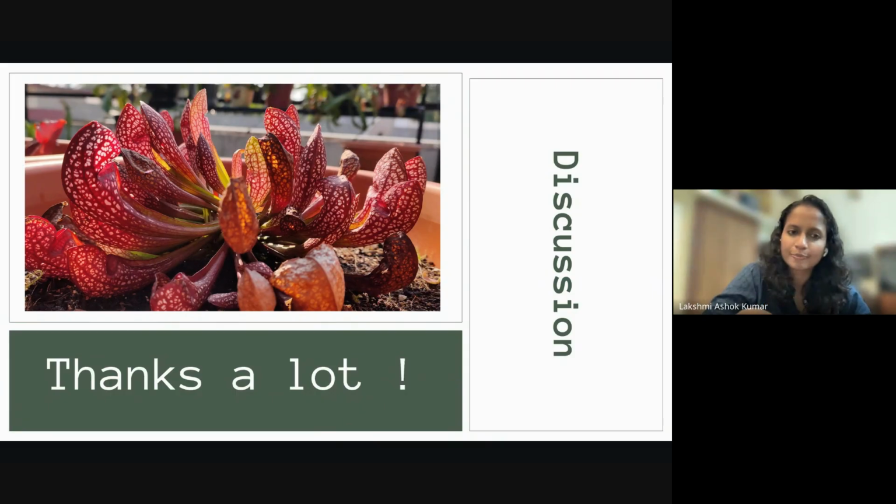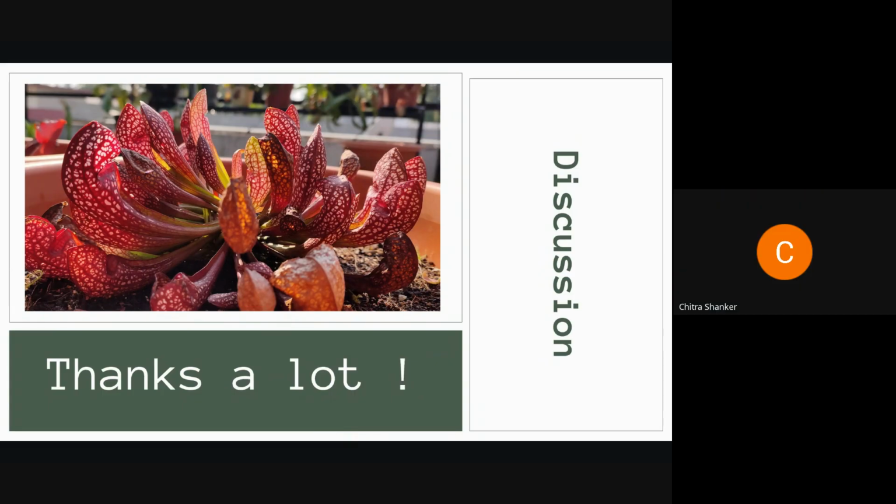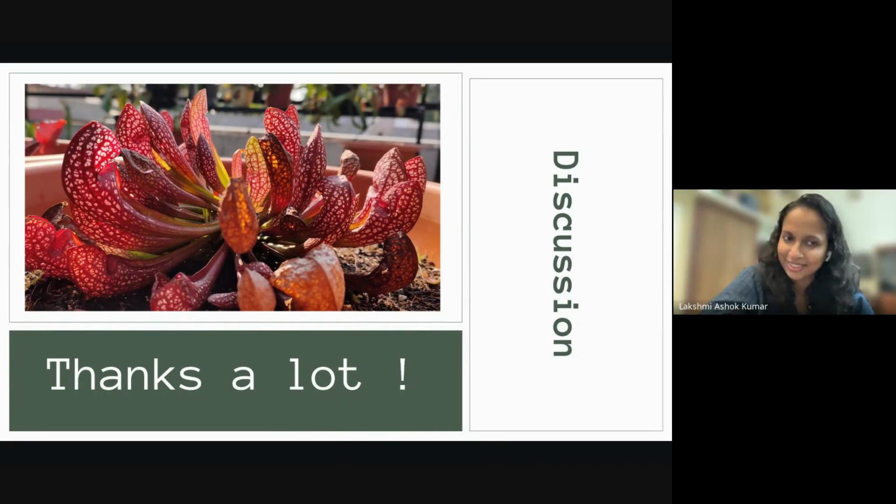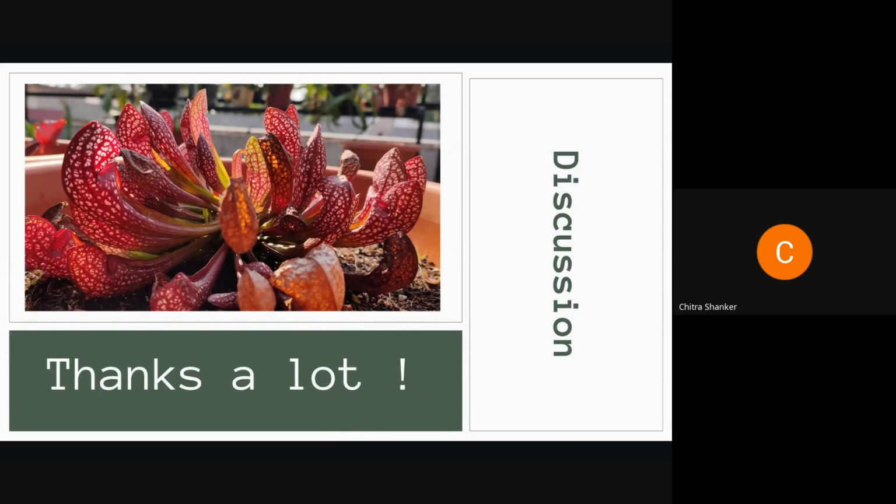So are you in particular asking about Utricularia? Utricularia is also there, and anything. If I want to do Drosera, we get two or three species of Drosera. Drosera is easy. You just have to see and check, right? But is there any protocol which is established?